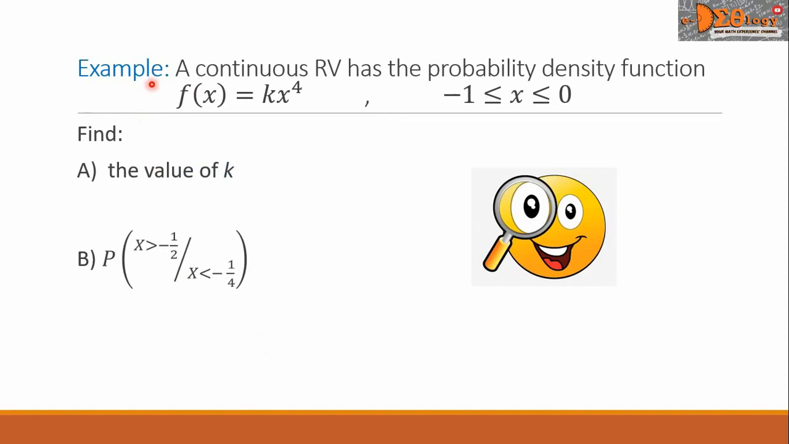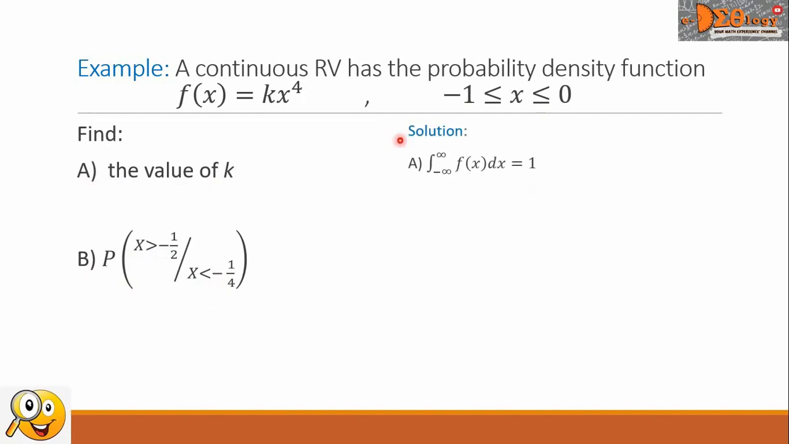Let us see this example. A continuous random variable has the probability density function f of x equals k x raised to 4 on the interval from -1 to 0. Find, letter A, the value of k. Letter B, the conditional probability of x greater than -1/2 given that x is less than -1/4.